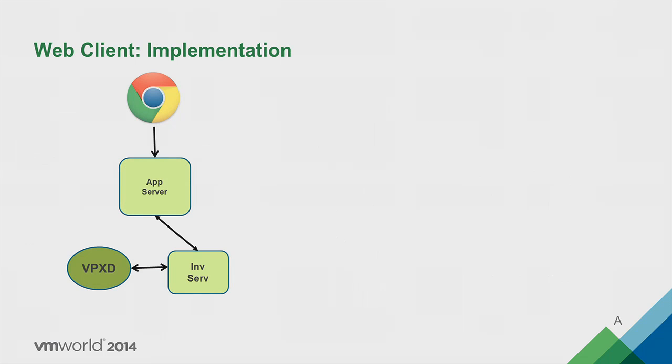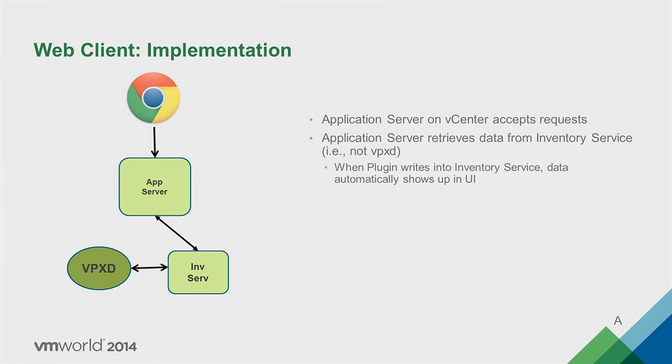Right? So breaking that down into what it means with implementation, we talked about this. It's a 3-tier architecture, right? So you have the app server. The browser connects to an app server, which, of course, pulls data from the inventory service. So the application server is at the heart of the web client. Right? It retrieves this data from the inventory service, and Ravi talked a lot about this, right? So of course, when anybody, whether it's us or a third party, server vendor, storage vendor, or anybody, can put data into the inventory service, it automatically shows up in the UI, right?